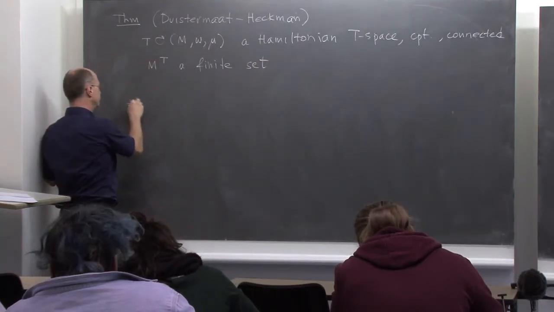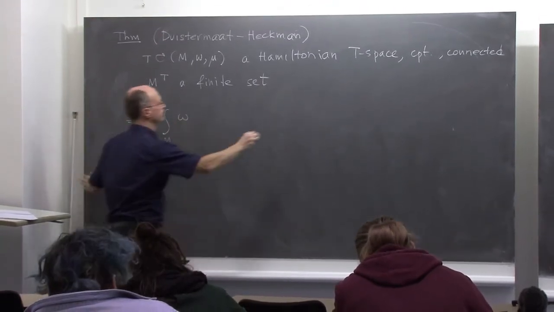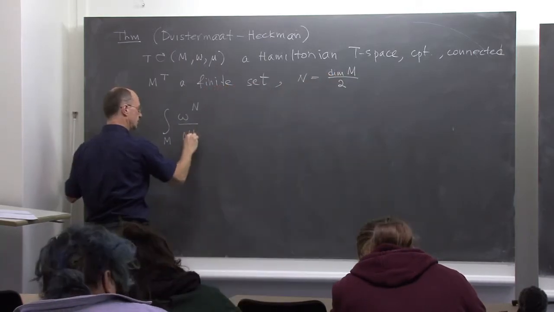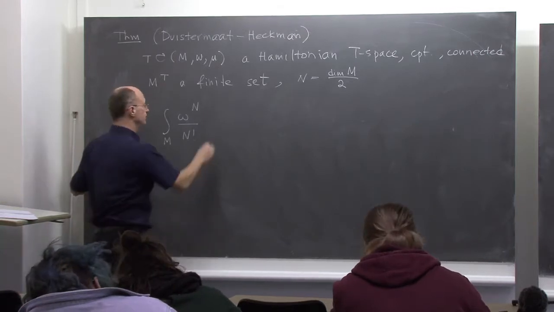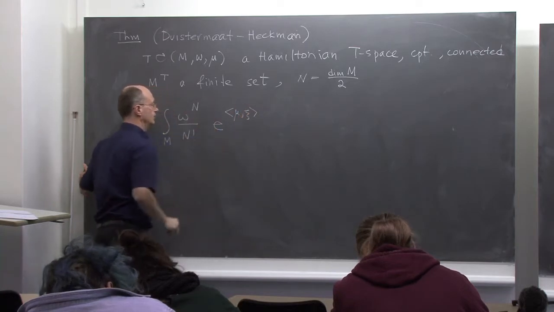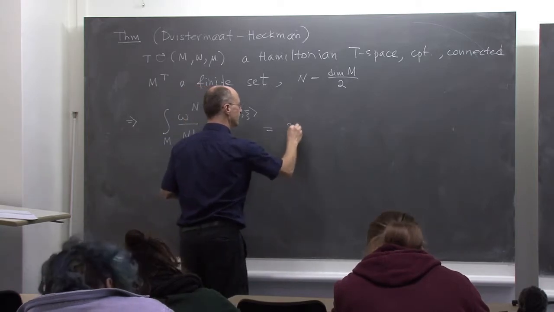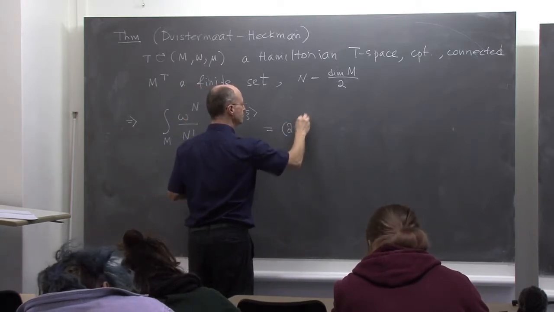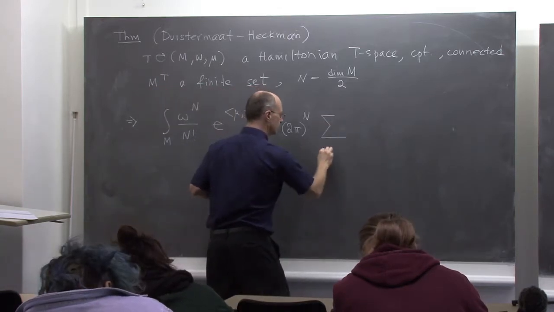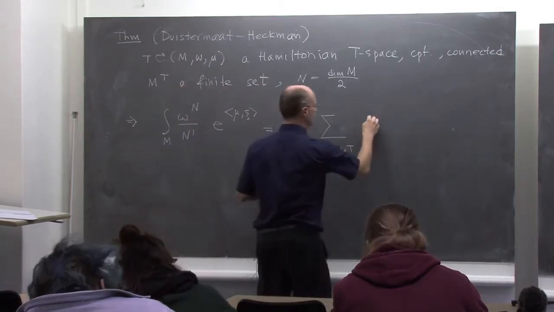So then the claim is as follows. Let me denote by n. We have an integral with the Liouville measure of one of the components of the moment map, which is given by the following fixed point sum. So 2 pi to the power n, and then sum over points m in M^T.